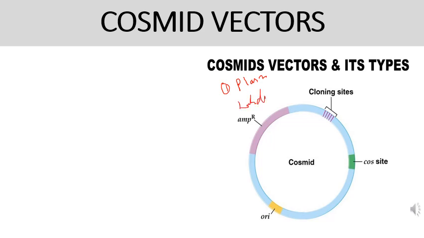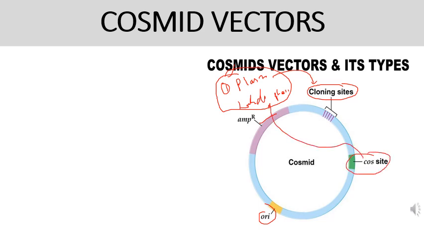तो दो जो plasmid vectors हैं इनके combination से इसको बनाया था. So we can say this is a hybrid vector in which the origin of replication, selectable marker genes and cloning sites are obtained from plasmid, and the cohesive sites or cos sites are obtained from the lambda phage. So this is the combination of these two vectors.